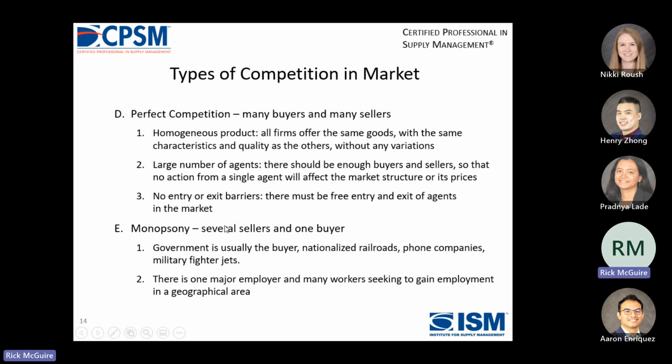And a monopsony is the opposite of a monopoly. Several sellers, but only one buyer. Usually the government's the buyer, it's the nationalized railroads, phone companies, military fighter jets, etc. That's a monopsony. There's one major employer and many workers seeking to gain employment in a geographical area. That's also a monopsony, a coal miner area or something.